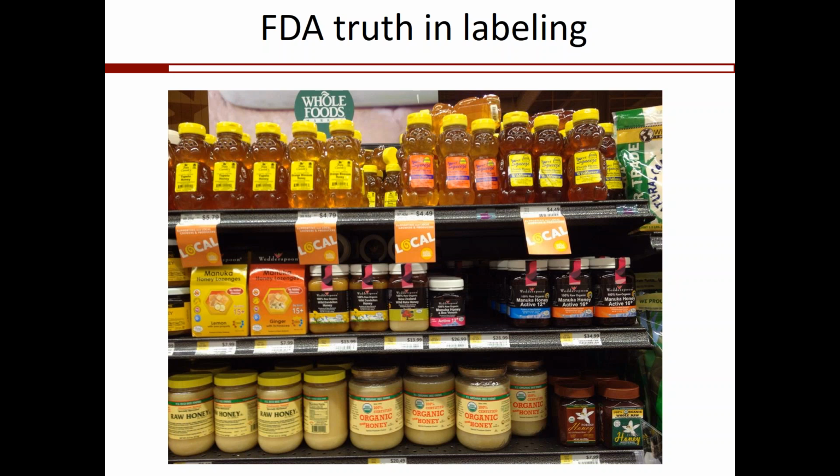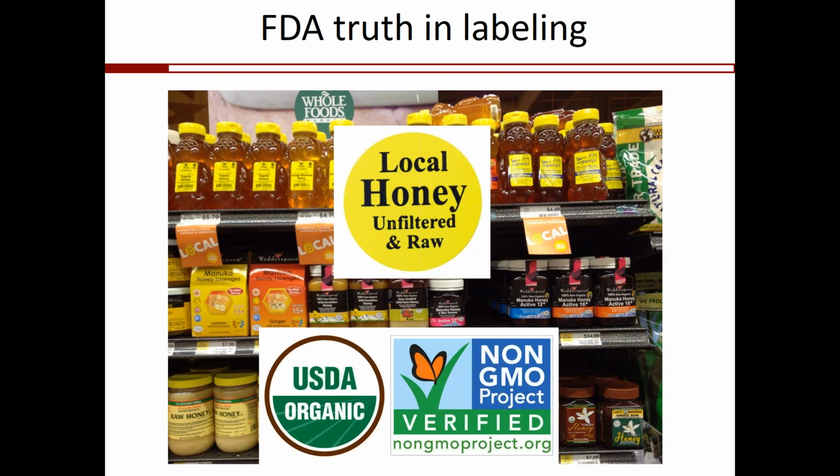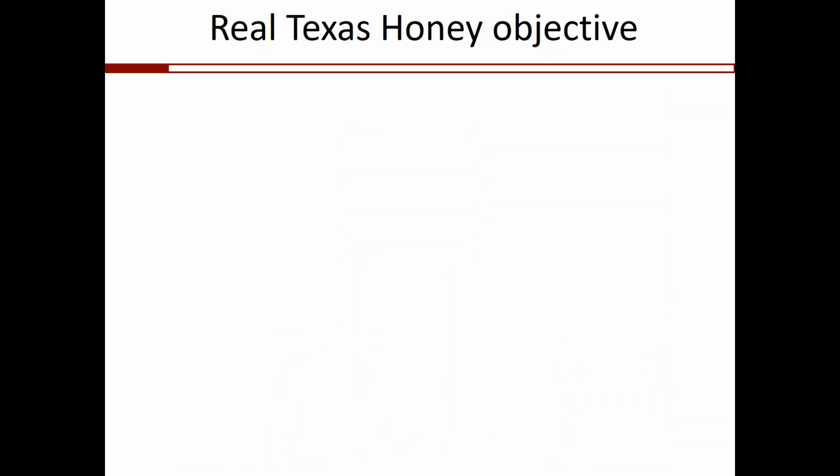But unfortunately, there is no truth in labeling in the United States. So this is what you'd see at a typical grocery store. You see honeys that have these buzzwords to increase their value. If you label something with local, unfiltered and raw, you can put the USDA organic sticker on it, or non-GMO. You can raise the prices of your honey pretty significantly, because that's what people are looking for. Unfortunately, as I mentioned, there is no truth in labeling there.